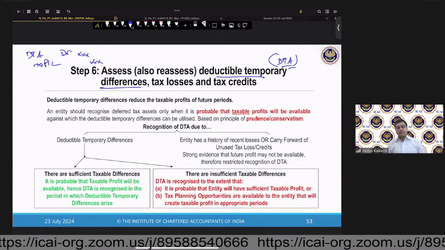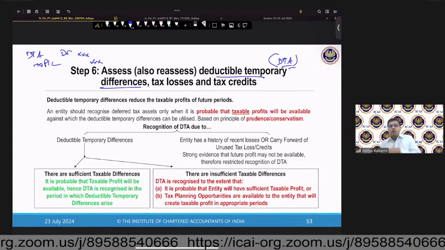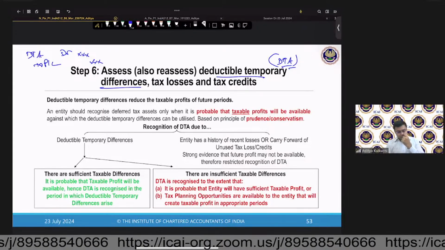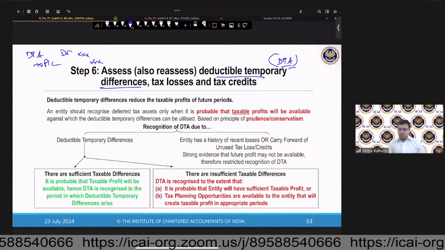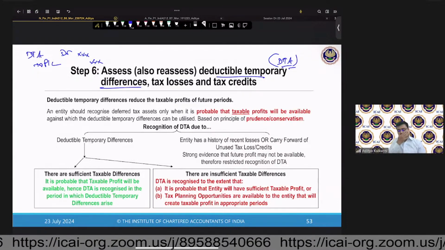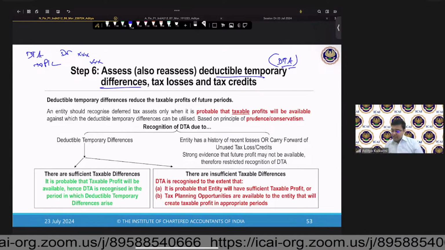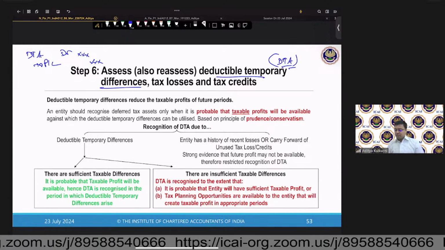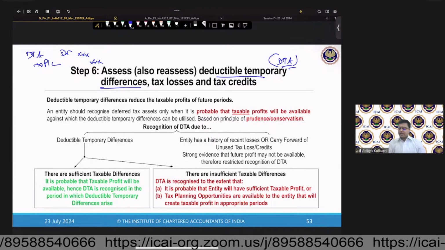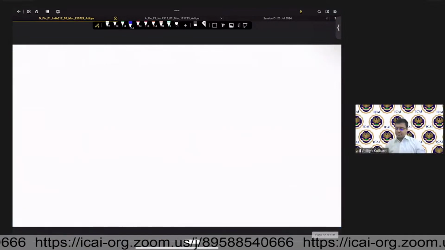So you can just recognize it based on this: there should be a probable chance that taxable profits will be earned in the future for utilizing this deferred tax asset. You need to have sufficient taxable profit in the future to meet these deductible temporary differences. If there are insufficient taxable differences, DTA is recognized to the extent that it is probable that the entity will have sufficient taxable profit, or tax planning opportunities are available to the entity that will create taxable profit in appropriate periods. So you could do this. DTA, when can you recognize? All right. Next.